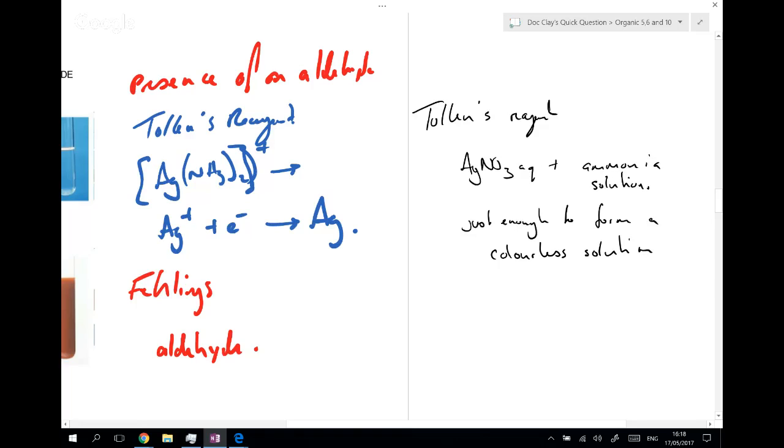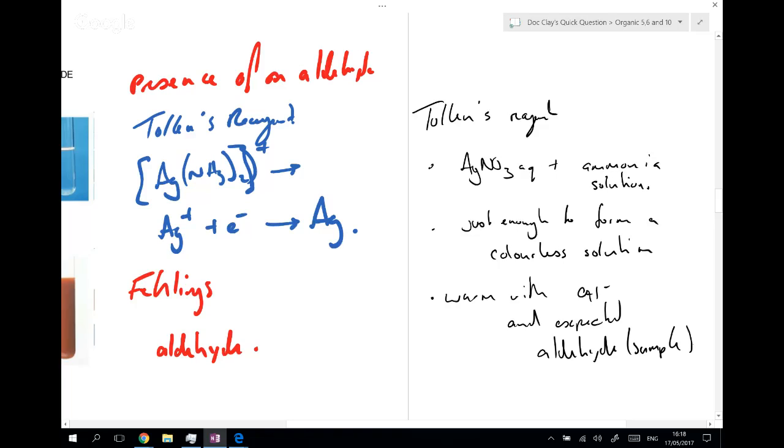Okay, and then once you've done that, you simply add that along in alkaline conditions to your expected aldehyde. So there you're forming silver nitrate and ammonia, just enough to form a colorless solution, then warm with OH minus and your expected aldehyde, or your sample really. You're going to do that quite carefully.